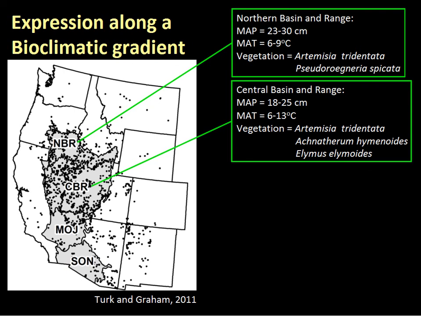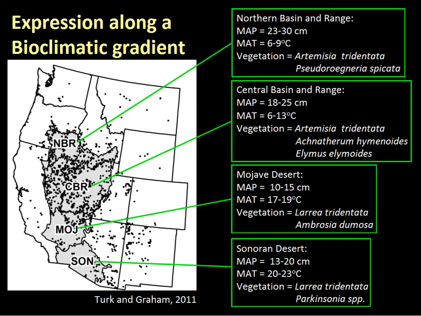The top 2 ecological zones are the Northern Basin and Range and the Central Basin and Range. These are sometimes lumped together and called the Great Basin. These are considered the cold desert. They have higher precipitation, lower temperature, and tend to be dominated by sagebrush vegetation. Next, we have the Mojave Desert and the Sonoran Desert. These are considered the hot desert. They have lower precipitation, higher temperature, and tend to be dominated by creosote bush.